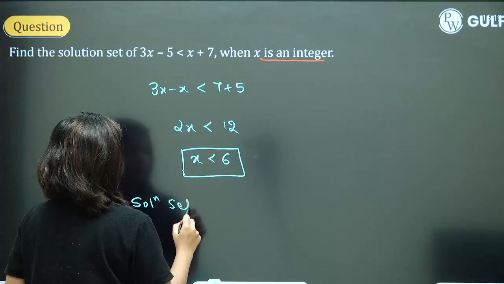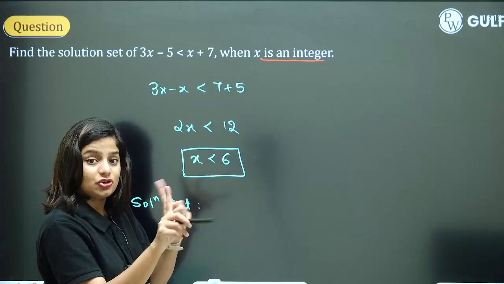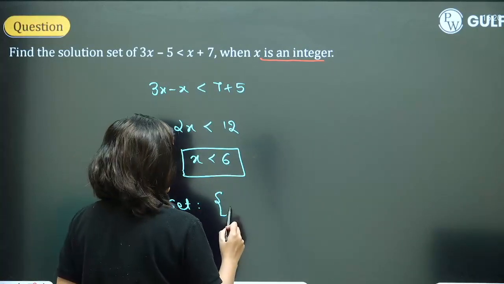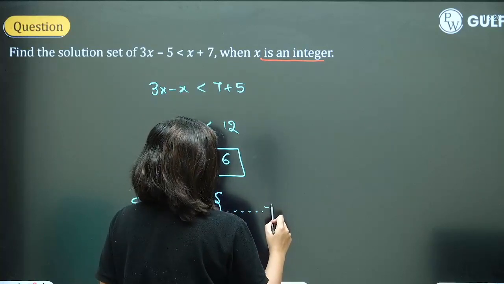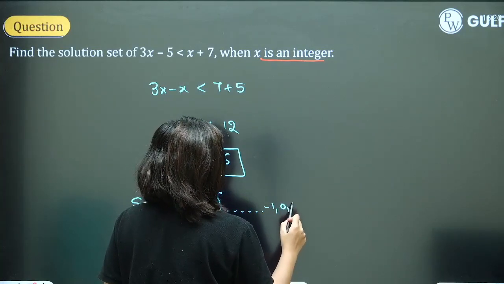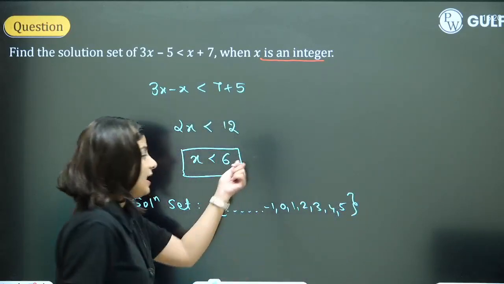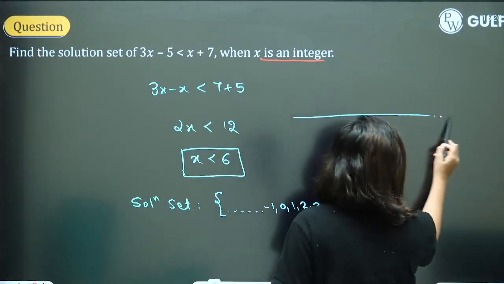Solution set if I want to write. Okay, firstly it's an integer, so curly brackets. No intervals, curly brackets. All the integers less than 6. That is minus infinity to then minus 1, 0, 1, 2, 3, 4, 5 and stop. Strictly less than 6, they have said not to include 6. 6 won't be included in the answer.